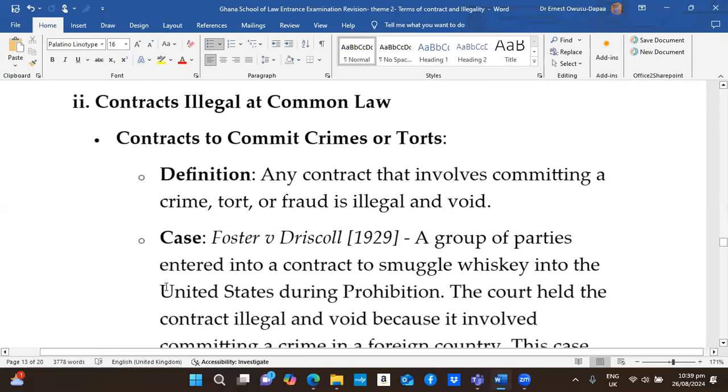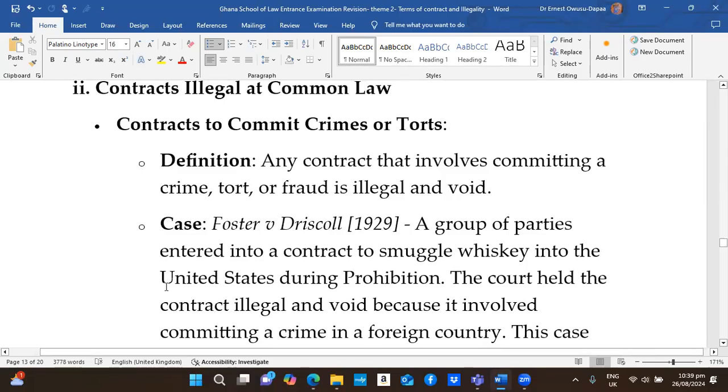Then we also have contracts which are illegal at common law because they are considered as being contrary to public policy. For example, you enter into a contract to commit a crime. He mentioned bribery and corruption. That would be a good example. Or you contract someone to go and do something which is illegal, to kill another person or to do some other things. All those things at common law are considered as being contrary to public policy. For that matter, it is void, as it were.